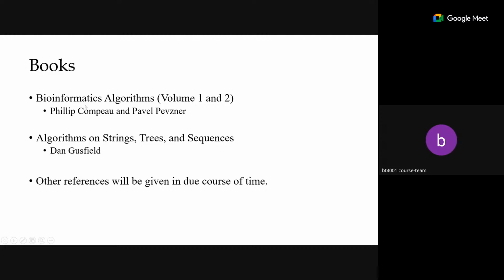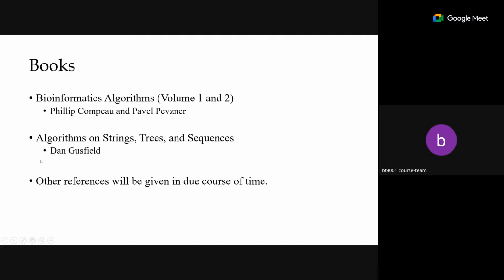So first of all, the major portion of the entire course will be based on this book, Bioinformatics Algorithms, both the volumes, Volume 1 and Volume 2 by Philip Compeau and Pavel Pevzner. So this will be the book that we will be suggesting you to refer to study properly. Most of the quizzes will be based on this book. Most of the content is based on this book and everything.